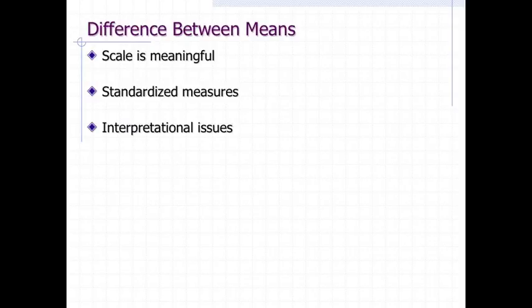In this section, we will discuss measures of the size of the difference between means. We begin with the case in which the dependent variable is measured on a scale that is intrinsically meaningful. We then discuss measures when a scale is not intrinsically meaningful and the use of standardized measures. Finally, we discuss some interpretational issues in measuring effect size.